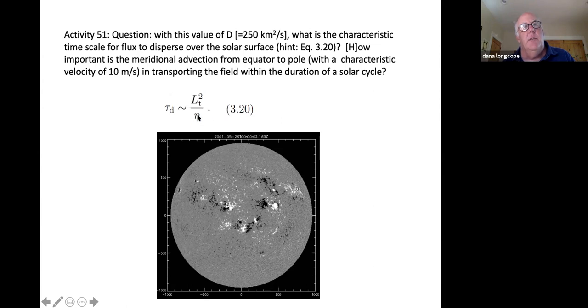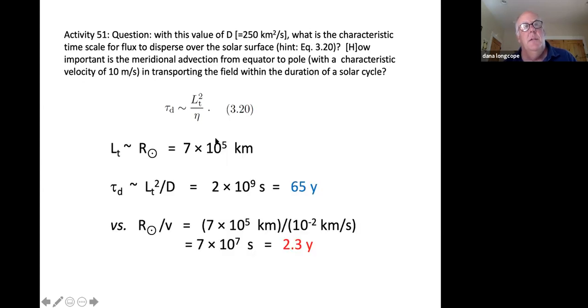The only trick here is recognizing that D and eta are the same thing. This is a generic diffusion coefficient. This is just basically for resistivity. No. So LT here I put at a solar surface. That's really the size you're going to need to just disperse it over. So I get 65 years.